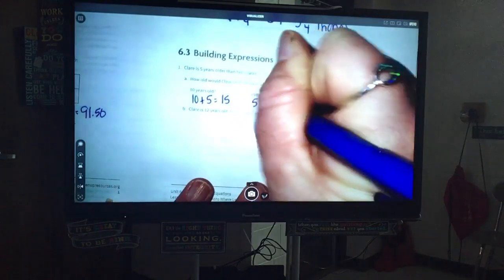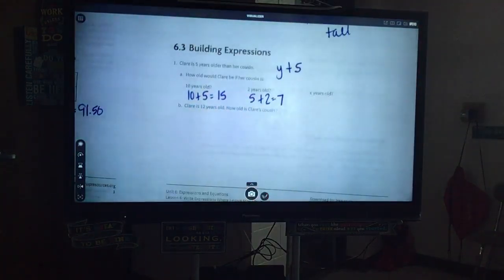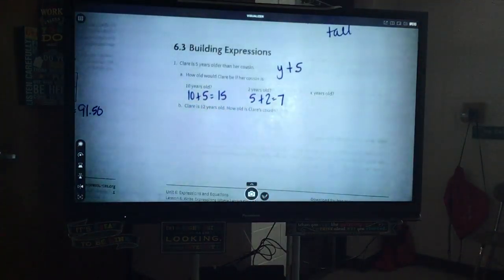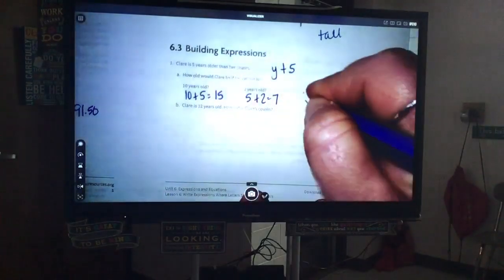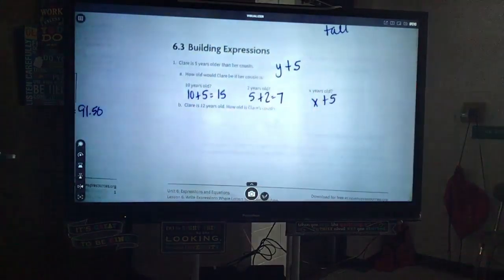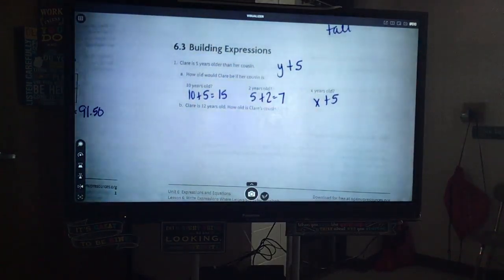Okay. Alright, and then the last one, obviously, we kind of already talked about this, but what would the answer be for X years old? Eileen? X plus 5. So the process that you did was X plus 5, or Y plus 5, depending on whatever variable you choose. Alright, B says Claire is 12 years old. How old is Claire's cousin?